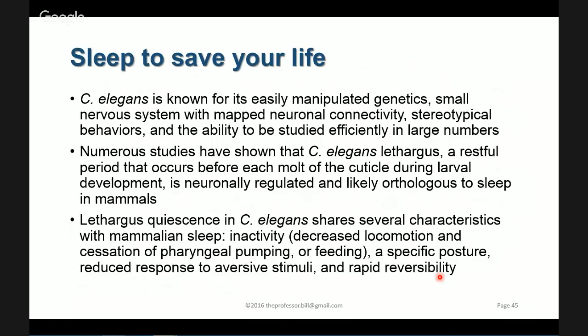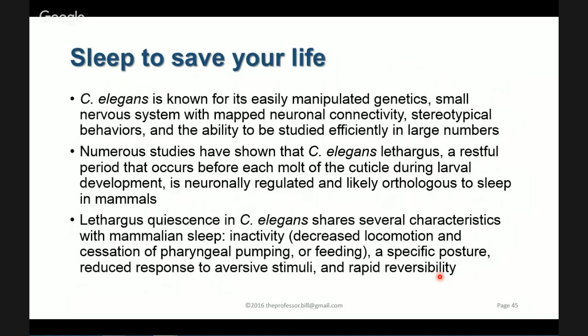They have inactivity. They don't move around at all. They lie still. They stretch out their body; they're not curled up. They stop feeding and don't have pharyngeal pumping activity. As I mentioned, C. elegans likes to be in a sinusoidal shape, but while they're in this lethargus quiescence, they're linear. They look like they're lying down.